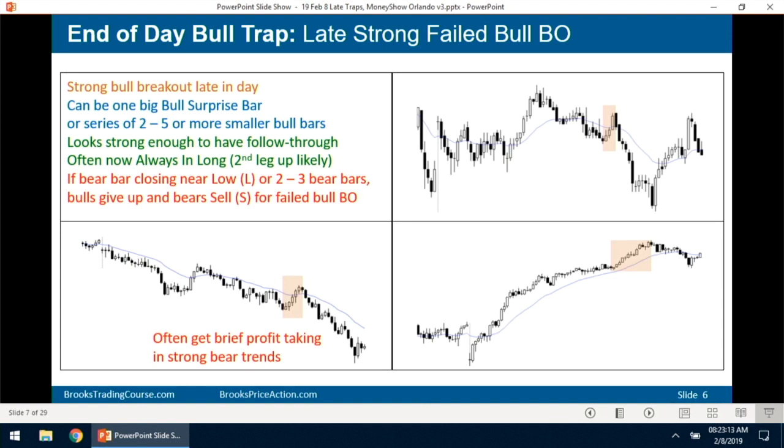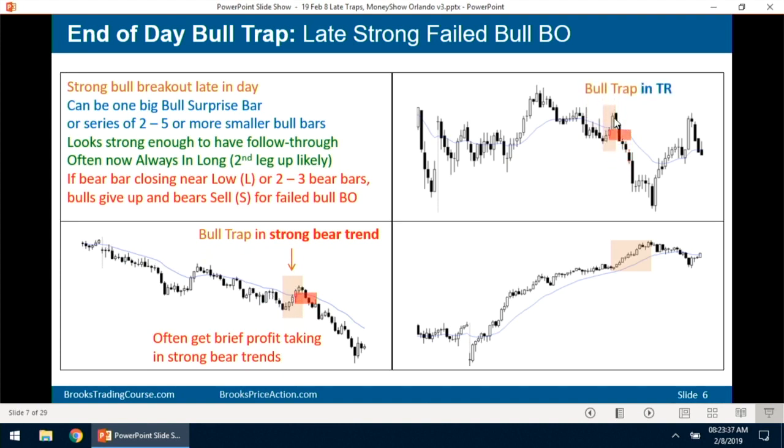If, on the other hand, the bulls are very strong and you get a bull trend, the bears are not going to sell again. And one key is, if you start to see bear bars, especially bear bars closing near their lows, chances are it's a bull trap and the market's going to go back down. Traders will look to sell below bear bars closing near their lows. So this is a bull trap in a bear trend.